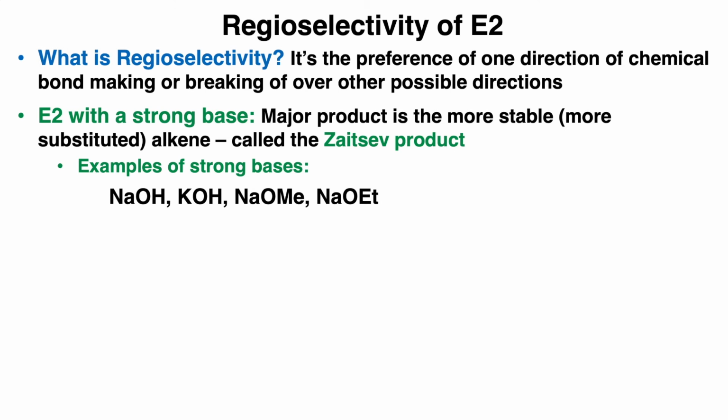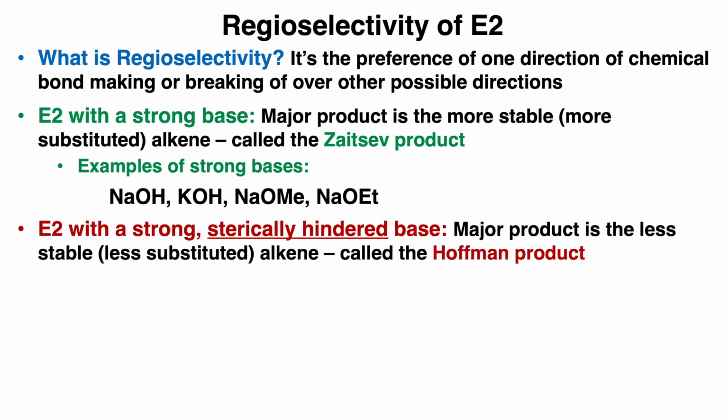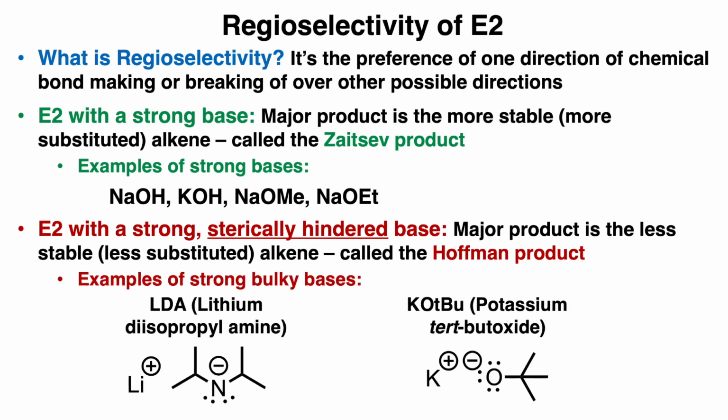However, if the E2 reaction contains a strong, sterically hindered or bulky base, then the major product is the less stable, less substituted alkene, which is called the Hofmann product. Examples of strong, bulky bases are LDA, or lithium diisopropylamide, and KOtBu, or potassium tert-butoxide.